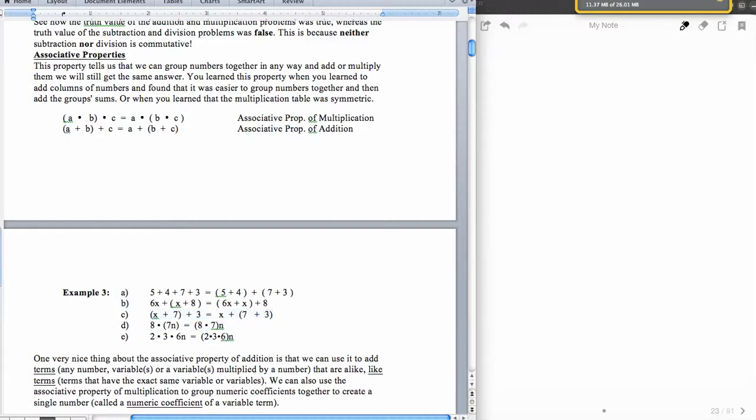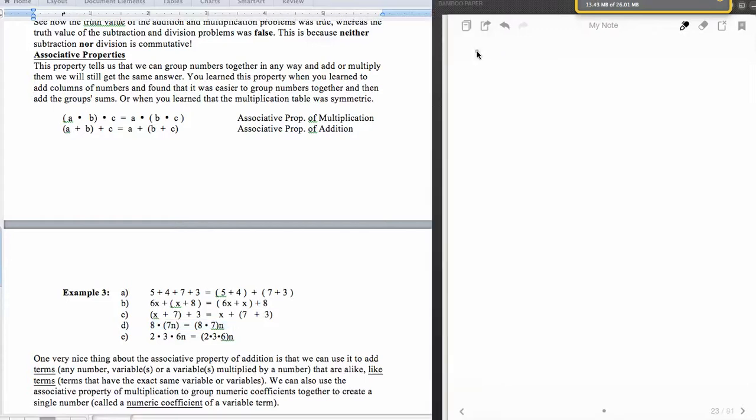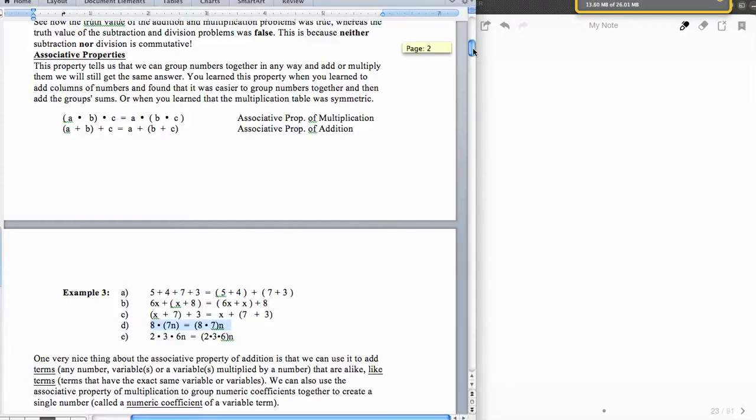And then part D as well, we have 8 times 7n versus 8 times 7 times n. And again, this is going to help us out in algebra, because then we see how we can multiply 8 and 7, and then that gives us what we call a numeric coefficient of a variable. And we see the same thing happening in part E, but now we see that we've associated not just 2, but we've actually associated 3. So the associative property gets extended.